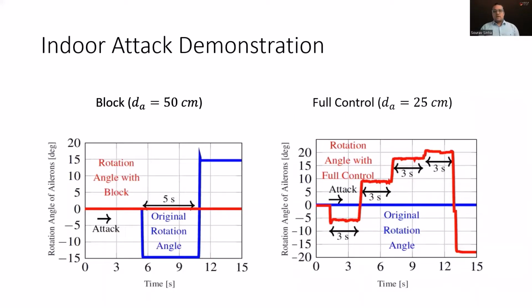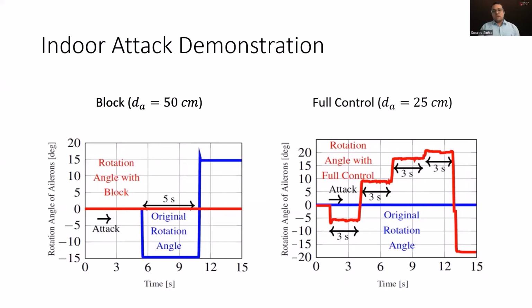Block attack is carried out at a distance of 50 centimeter. The blue curve shows the commanded rotation angle that is commanded by the victim's controller, and since the actuator is under block attack, the actuator does not respond and stays at its initial position of 0 degree, as shown by the red line. The full control attack is demonstrated at a distance of 25 centimeter.